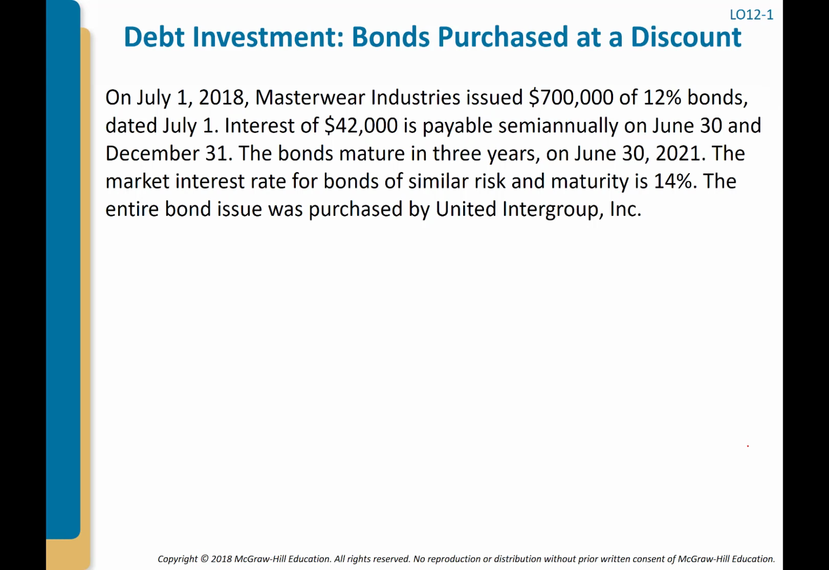So we're going to be doing the accounting for who? United Intergroup, the group that has purchased this bond investment, right? When we talk about the bond liability, we'd be doing the accounting for the issuer. The issuer is the borrower, and the investor is the lender here, right? The investor is going to be buying these bonds.